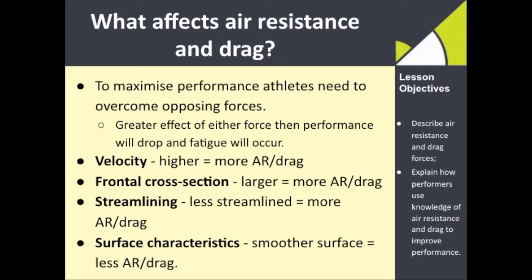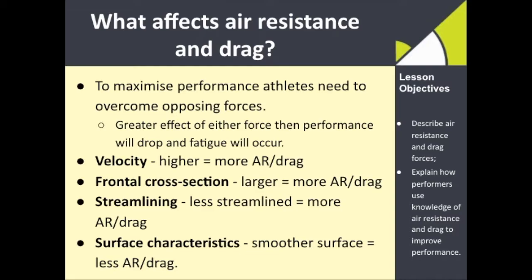Streamlining: again, we're now moving from the front of the object to the side of the object, and we're looking at what shape the object is from front to back as air travels past it. If we remember, the cyclist will have what's called an aerodynamic helmet. They'll be very curved from front to back, so there are no jagged edges. The less streamlined the body, so the more jagged edges and blocks of body or object that the air has to pass, the more the air resistance, and conversely, the more streamlined the object, the less drag. And then the surface characteristics. Generally, smoother surfaces create less air resistance and drag.